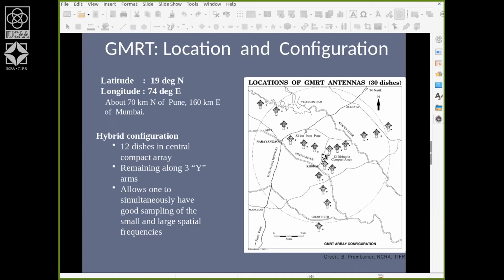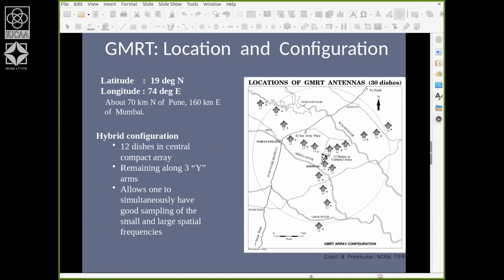The conjugate product measures between V1 and V2 star, between two antennas. So for every antenna pair over here, I will get one measurement. I have 30 antennas. So at one time, how many measurements will I get? 30 choose 2, which is 435. So I get 435 measurements at a time.